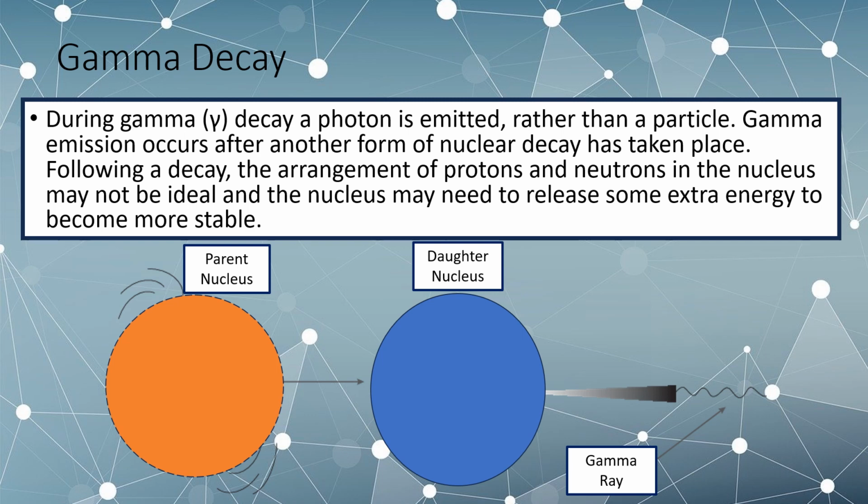So the nucleus may need to release some extra energy to become more stable in the form of that photon. By doing this, it then becomes stable. So there is less change to the overall structure of the atom, but it's still releasing that excess energy.